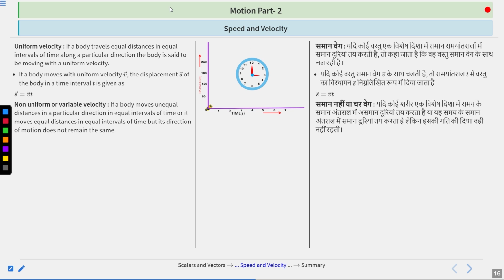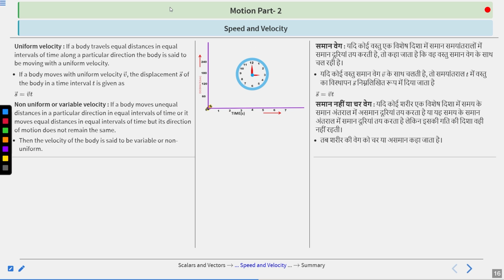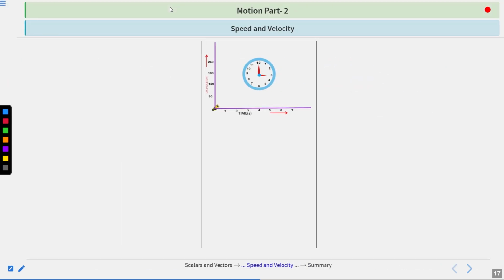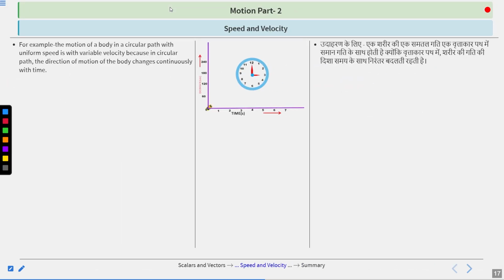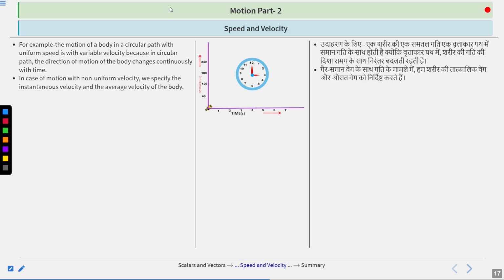Now the non-uniform or variable velocity. If a body moves unequal distances in a particular direction in equal intervals of time, or it moves equal distances in equal intervals of time but its direction of motion does not remain the same, then the velocity of the body is said to be variable or non-uniform. For example, the motion of a body in a circular path with uniform speed is with variable velocity, because in a circular path the direction of motion of the body changes continuously with time. In case of motion with non-uniform velocity, we specify the instantaneous velocity and the average velocity of the body.